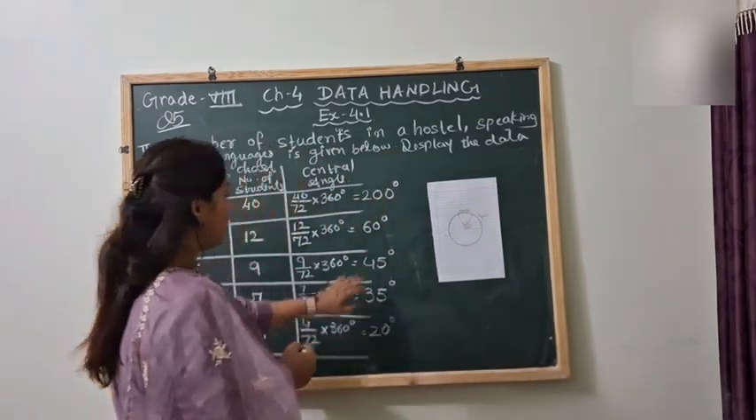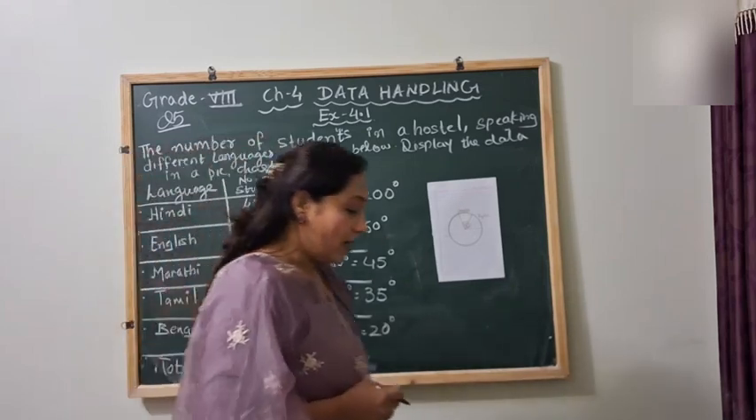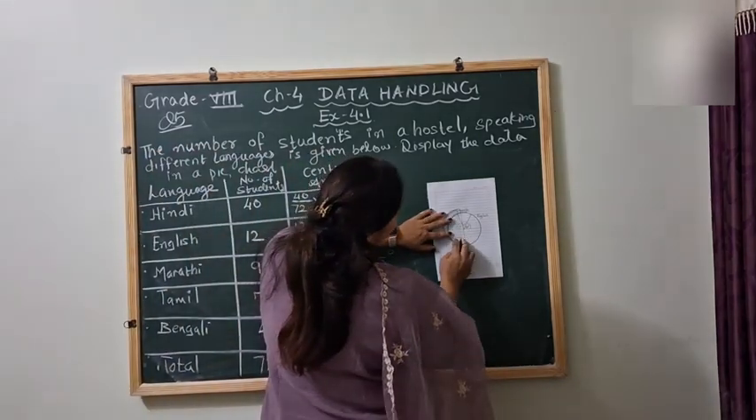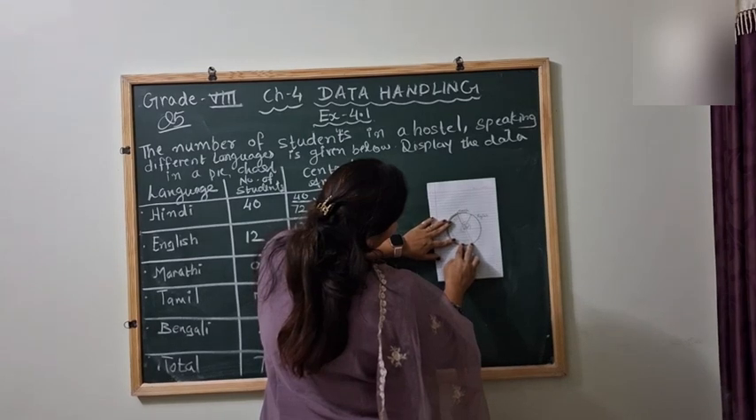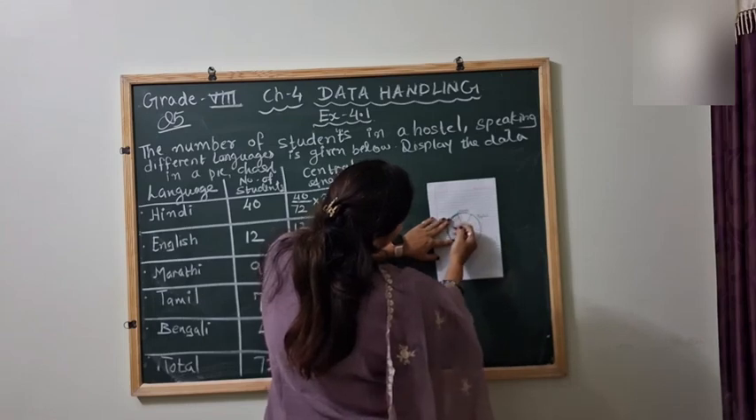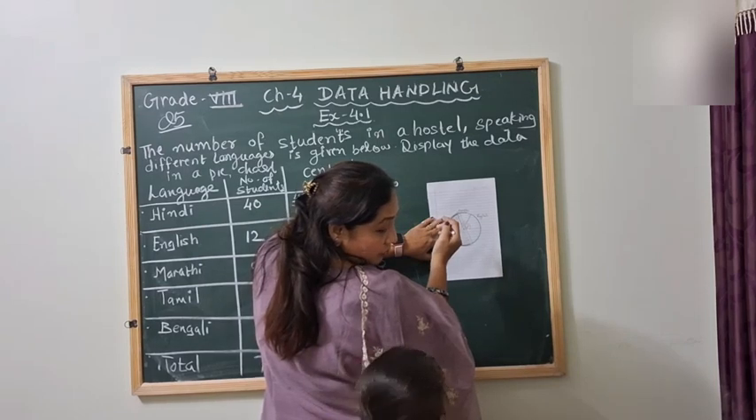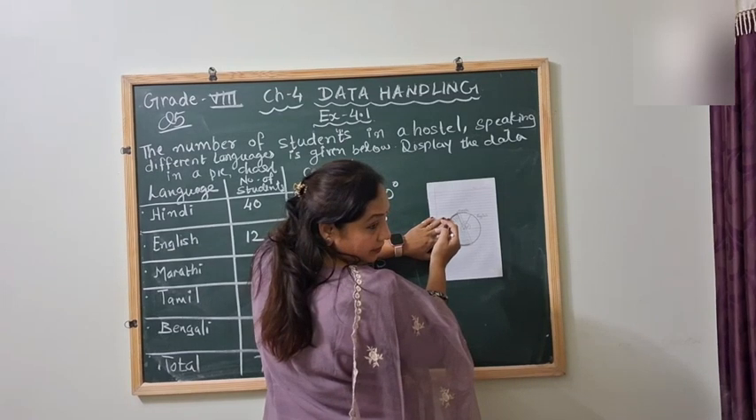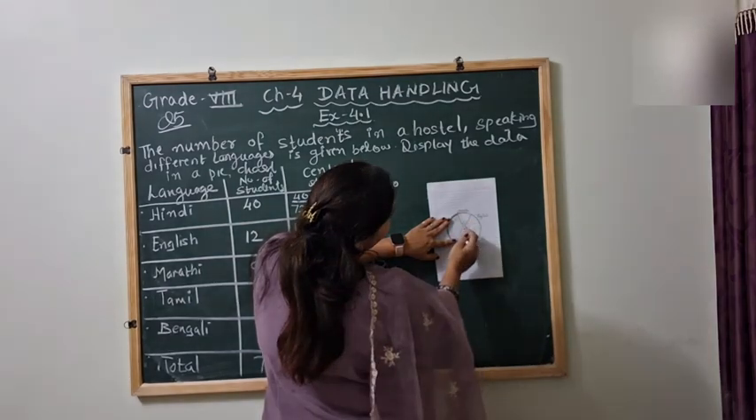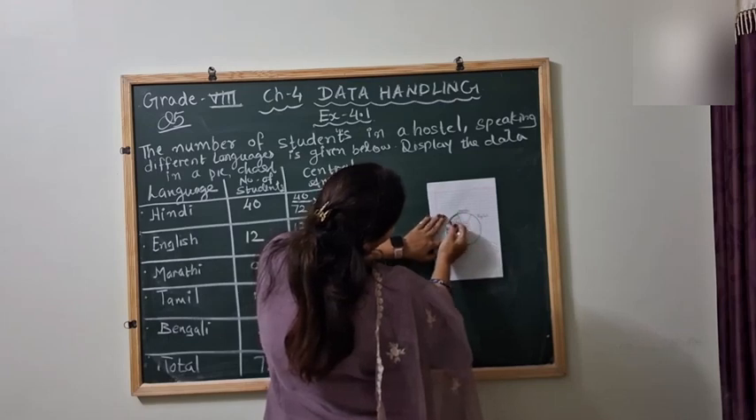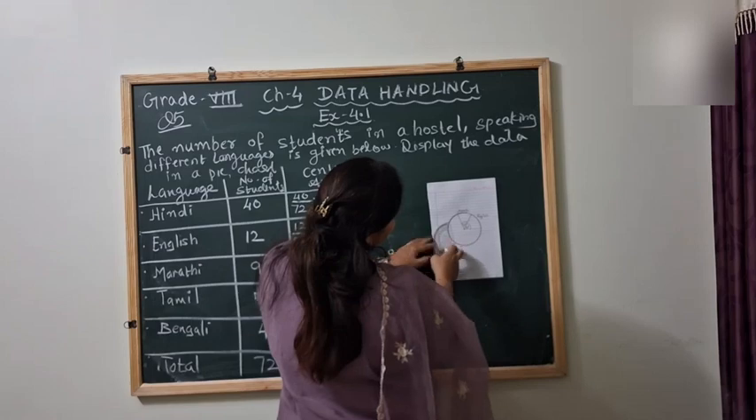Now after 45 it is 35 degrees. Again, match it like this, 35 starting from 0. So here, starting from 0, I have to form 35 degrees. 0, 10, 20, 30, and this is 35. So I am ready with 35 degrees also.